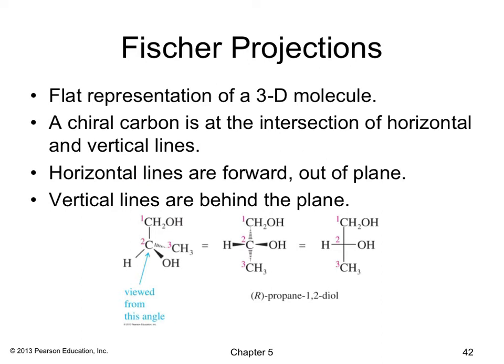Now, Fischer projections. Fischer projections are a different way of drawing out structures. It's a flat representation of a 3D molecule. The chiral carbon is usually at the intersection of horizontal and vertical lines. Horizontal lines are forward out of the plane, and vertical lines are behind the plane. So let me show you an example.